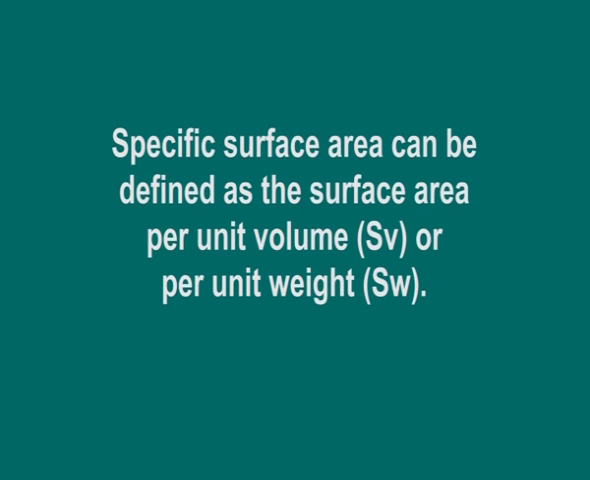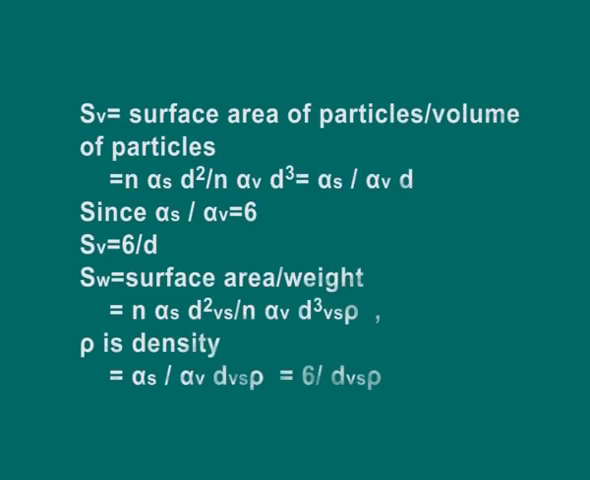Seeing the particle surface area, the surface area of particles in a powder can be calculated using particle size data, which can be obtained by any one of the methods discussed above. Specific surface area can be defined as surface area per unit volume, given as SV, or per unit weight, given as SW. Taking the general case for asymmetric particles where the characteristic dimension is not yet defined, SV is equal to surface area of particle upon volume of the particle, which is given by n alpha S d square upon n alpha V d cube. Since alpha S upon alpha V is equal to 6, SV is equal to 6 upon d.